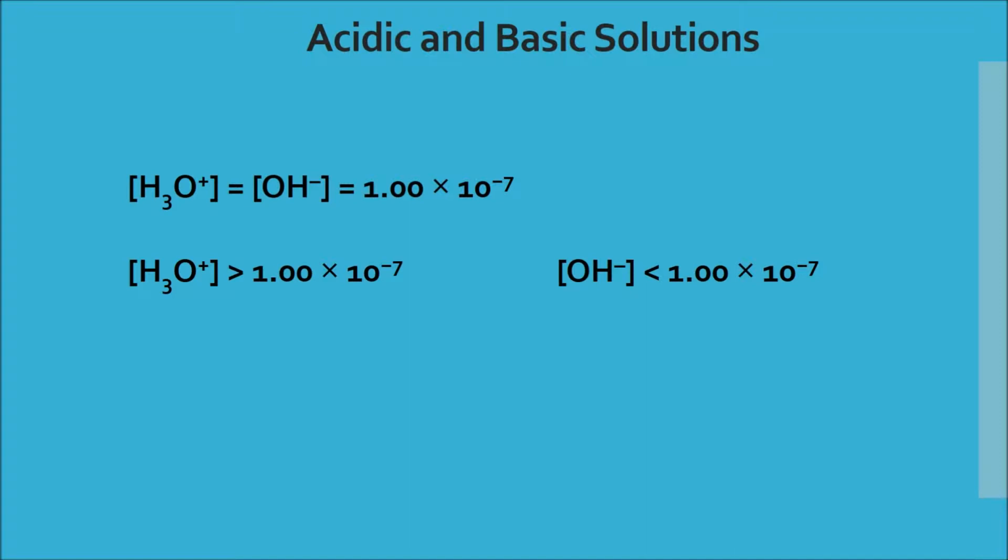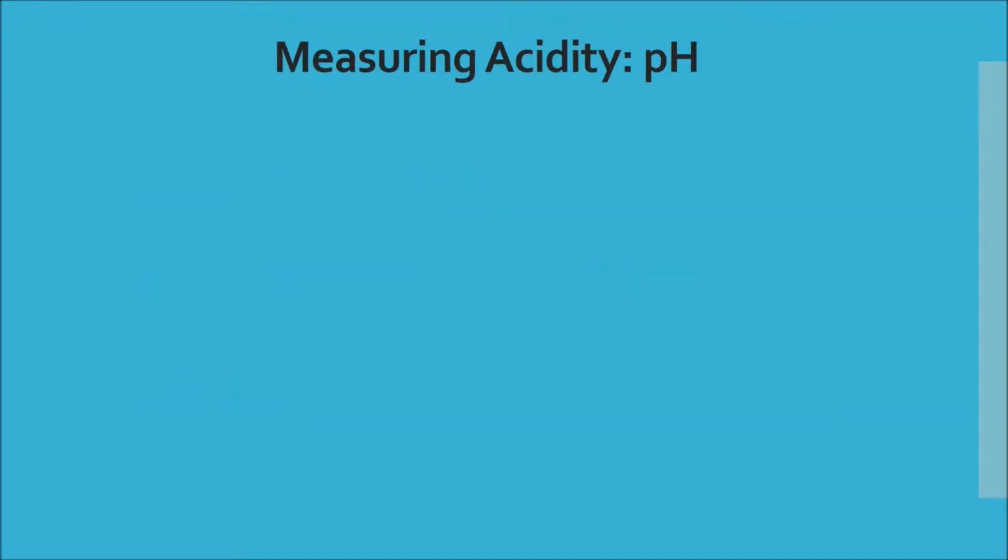In an acidic solution, you will have larger H3O plus ion concentration than OH minus concentration. So in an acidic solution, H3O plus ion concentration is always greater than 1.0 times 10 to the minus 7, while OH minus concentration is less. In a basic solution, you will have a larger OH minus concentration. So for a basic solution, the concentration of H3O plus ions is always less than 1.0 times 10 to the minus 7.